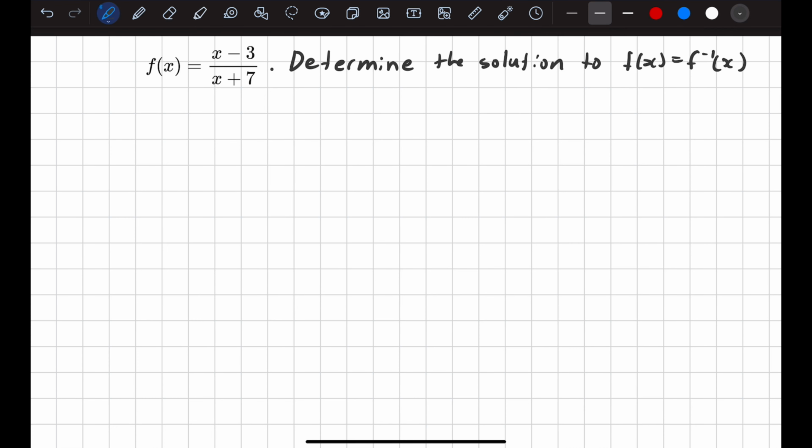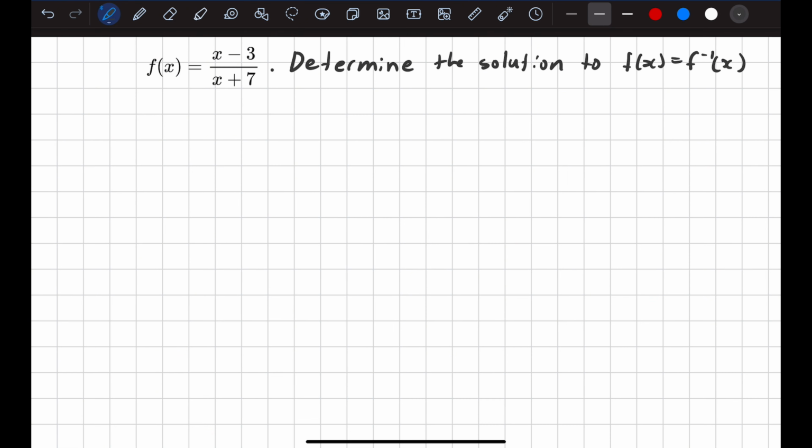Bonus question number 21 from the practice test. It is as follows: f of x equals (x − 3) over (x + 7). Determine the solution to f of x equals f inverse of x. If we're determining the solution to f of x equals f inverse of x, that just means at what point do they intersect, or when do the graphs equal the same thing?